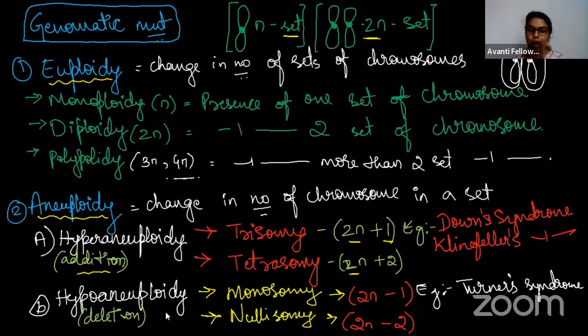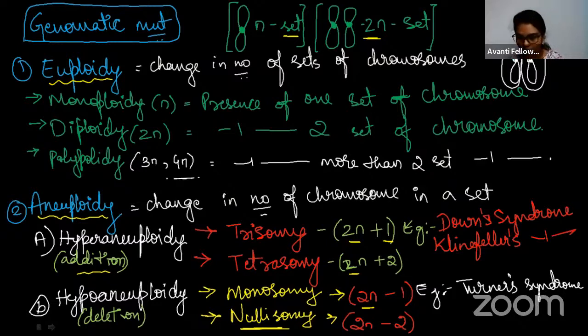Now, hypoaneuploidy means deletion of chromosome. If I delete one chromosome from a diploid set, उसमें से अगर मैं एक chromosome निकाल दूँ, then what happens is monosomy. If I remove both the chromosomes from the diploid set, then nothing remains, so hence the name nullisomy. Null means nothing, कुछ भी नहीं है. So 2n minus 2 is nullisomy.